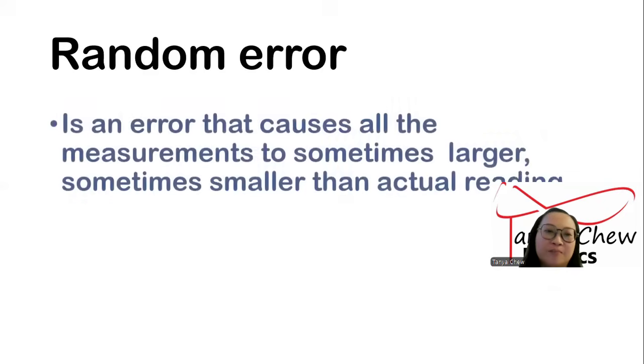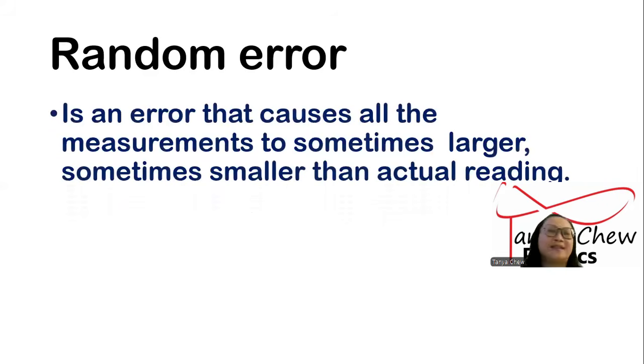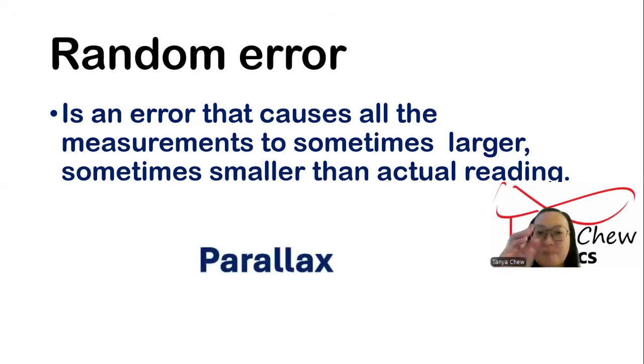Let us look at random error. Random, the word says it all. It comes from, I don't know which specific direction this error occurs. It could be coming from everywhere, any direction. Right? So it is an error that causes your measurements to sometimes be larger, sometimes smaller than the actual reading. For example, parallax error.